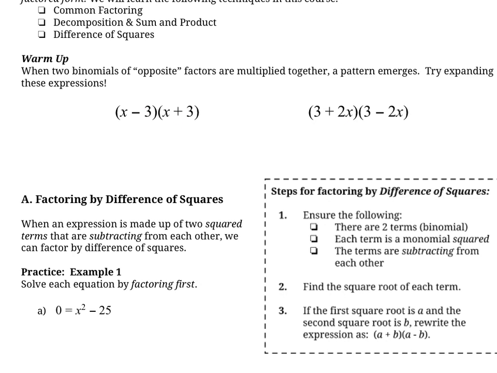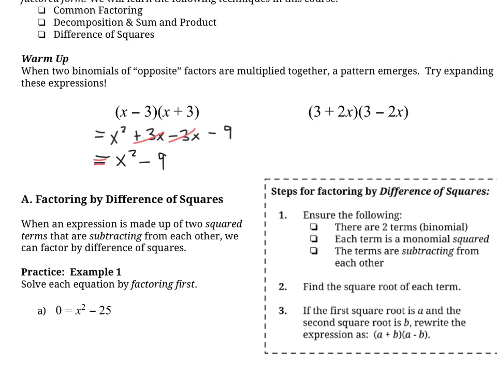So let's multiply these out, and we're going to see a pattern emerge. It's going to help us to factor later on. When we multiply these conjugates, x times x gives us x squared. x times 3 gives us plus 3x. Negative 3 times x is negative 3x. And negative 3 times positive 3 is negative 9. Look what happens: these middle terms just cancel out. We have plus 3x minus 3x. The middle terms go away, and we're left with x squared minus 9.